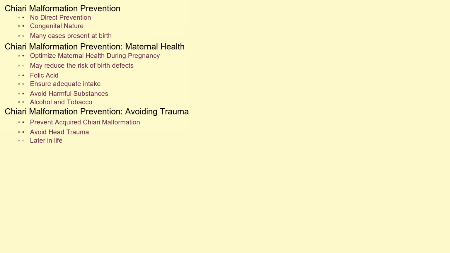Unfortunately, there's no known way to directly prevent Chiari malformation, especially since many cases are congenital. However, optimizing maternal health during pregnancy, including adequate folic acid intake and avoiding harmful substances like alcohol and tobacco, may reduce the risk of certain birth defects. Avoiding head trauma later in life can help prevent acquired Chiari malformation.